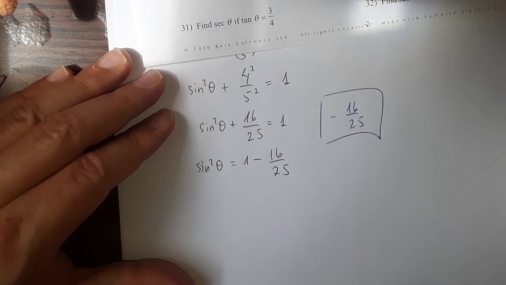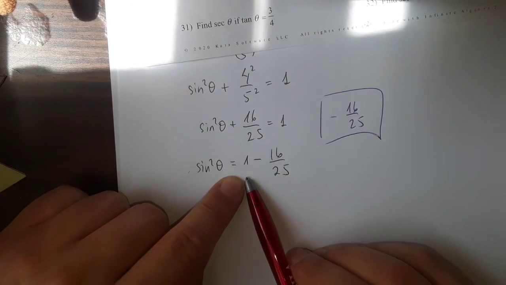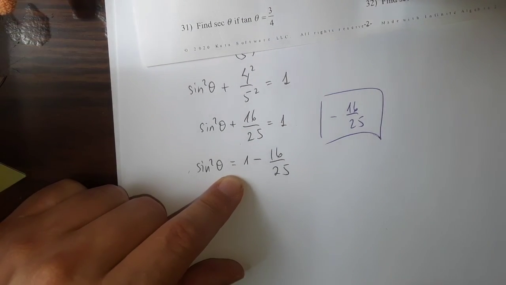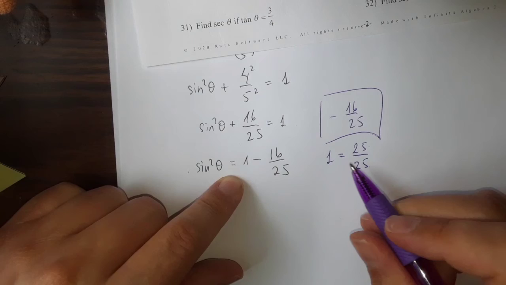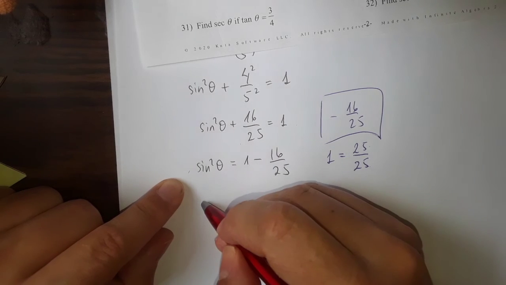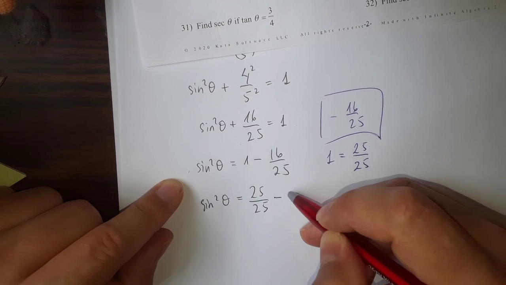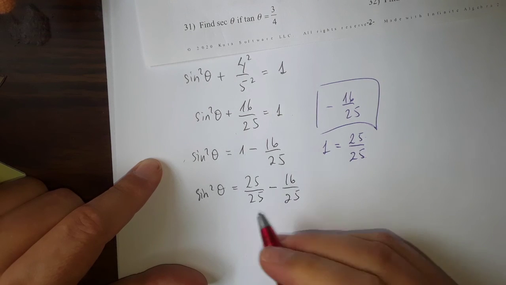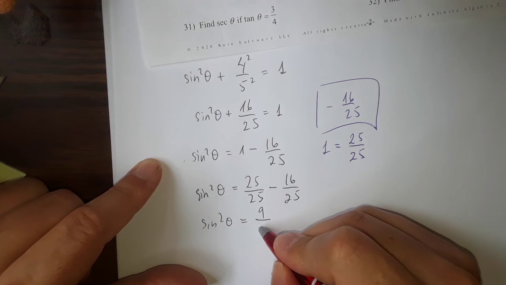Next step, as we have to subtract these fractions, we need to have 25 in the denominator for both. The way of doing that, we have to know that 1 is the same as 25 over 25, because 25 over 25 is 1. So we substitute 25 over 25 where we see the 1. So we have sine squared of theta equals 25 over 25 minus 16 over 25. And that's 9, right? So we have sine squared of theta equals 9 over 25.